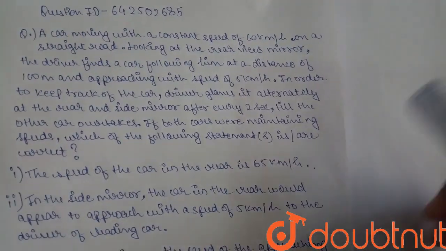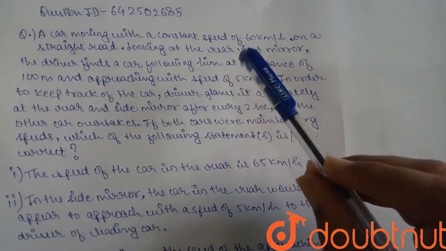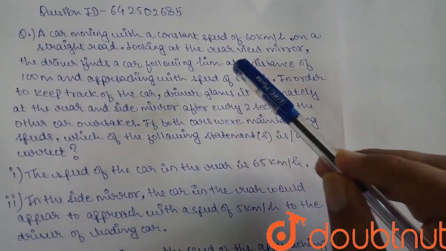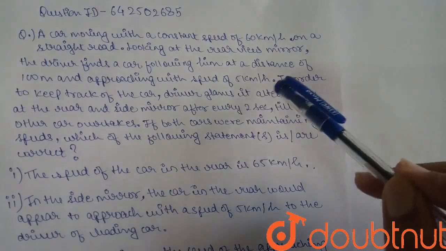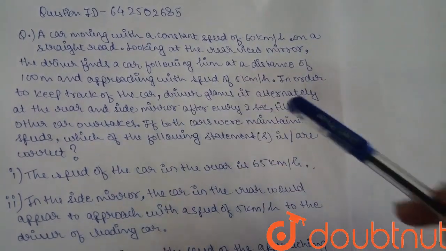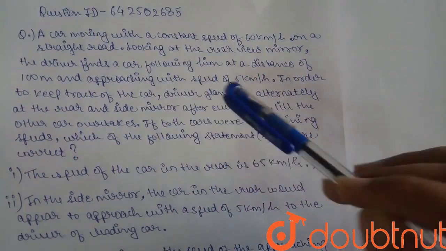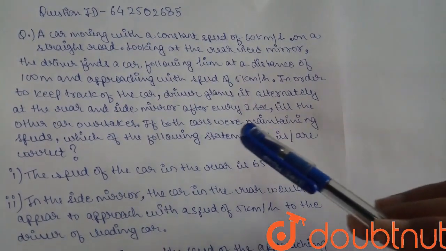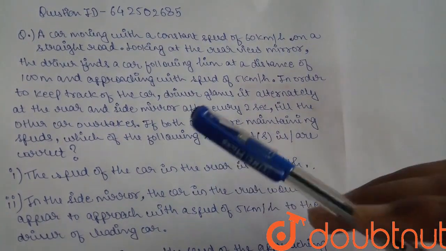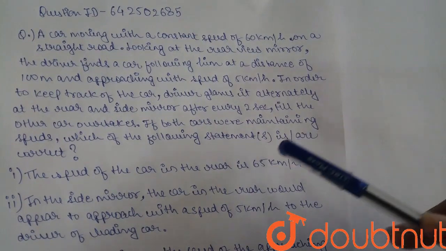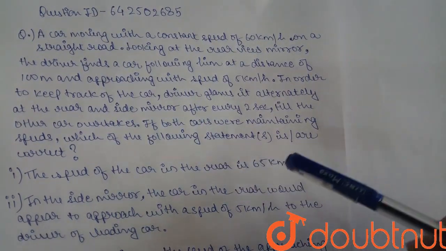So students, here is a question. A car is moving with a constant speed of 60 kilometers an hour on a straight road. Looking at the rear view mirror, the driver finds a car following him at a distance of 100 meters and approaching with a speed of 5 kilometers an hour. In order to keep track of the car, the driver glances alternatively at the rear and side mirror after every 2 seconds till the other car overtakes. If both cars were maintaining their speeds, which of the following statements is or are correct?